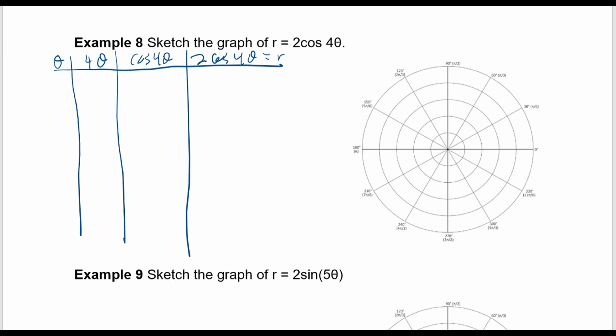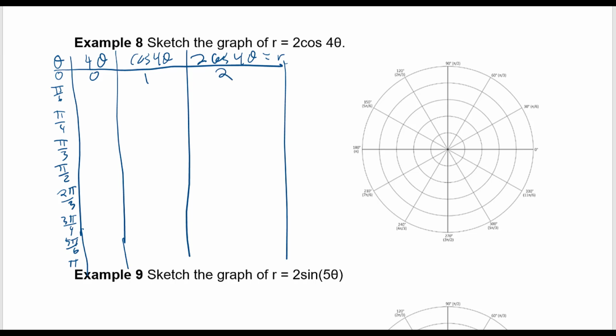Okay, so we'll start with 0, then pi over 6, then pi over 4, then pi over 3, pi over 2, 2 pi over 3, 3 pi over 4, 5 pi over 6, and pi. Well, we may have to take it out that far. I can make another column over here if we need to. Okay, so 4 times 0 is 0. Cosine of 0 is 1. 2 times that is 2.